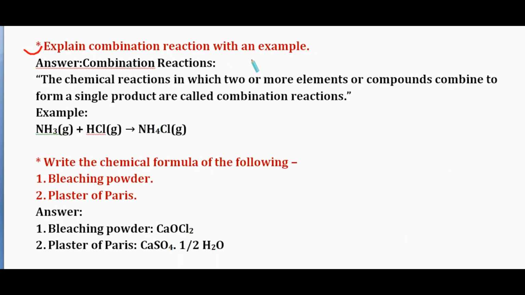Explain combination reaction with an example. The combination reactions are the chemical reactions in which two or more elements or compounds combine to form a single product. Example, this is ammonia and this is hydrogen chloride, that is hydrochloric acid. It forms NH4Cl, ammonium chloride, and it is a combination reaction.